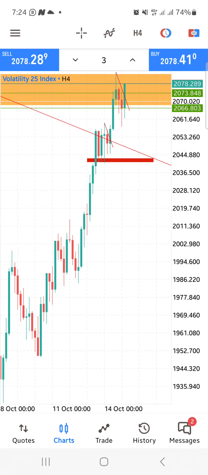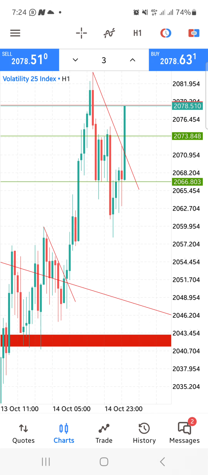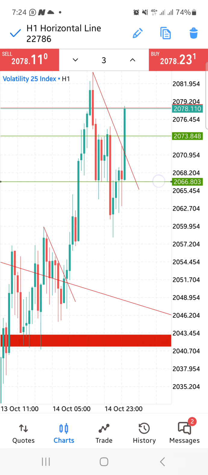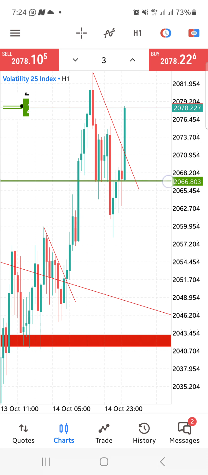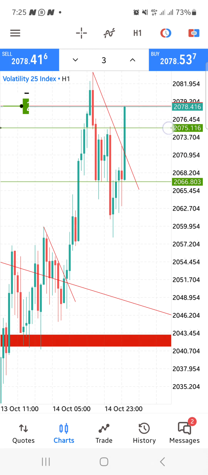So my eyes on this. I was in this trade based on my aggressive trading style. Here was my stop loss. I took this trade from here all the way to here. I was able to bank about $2.